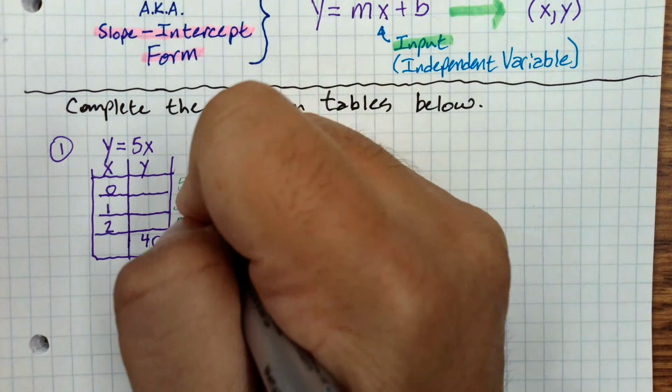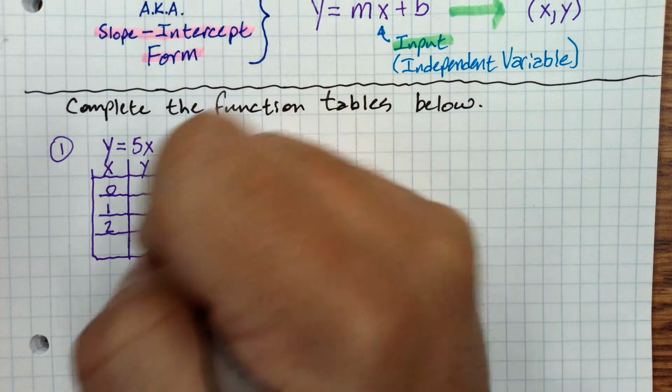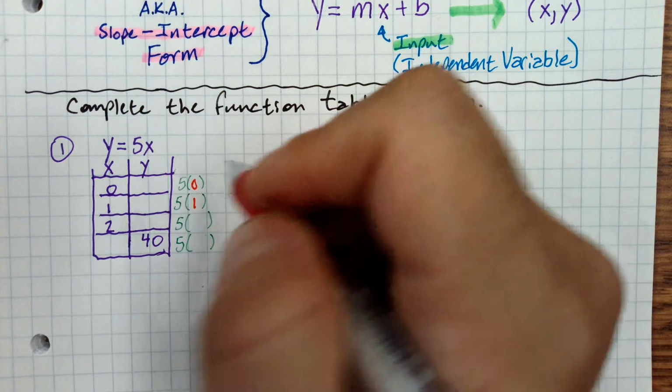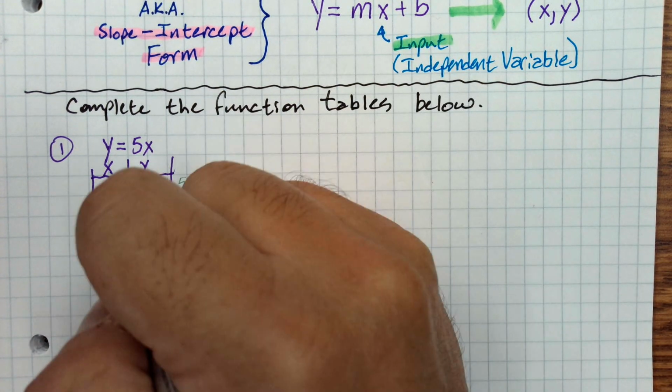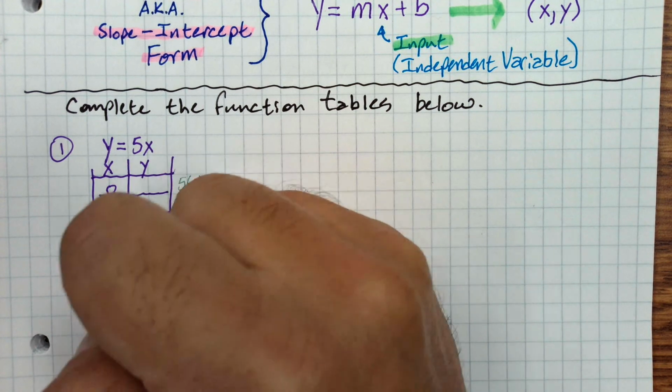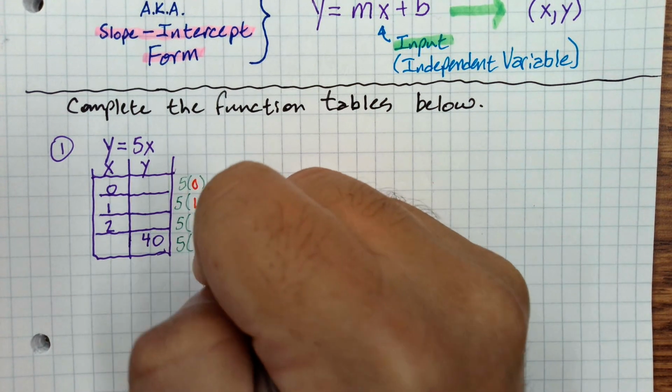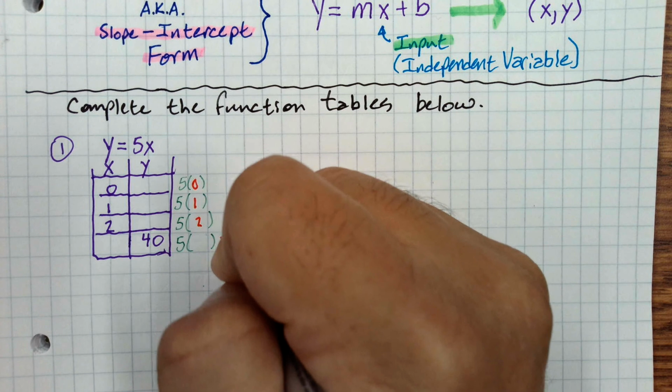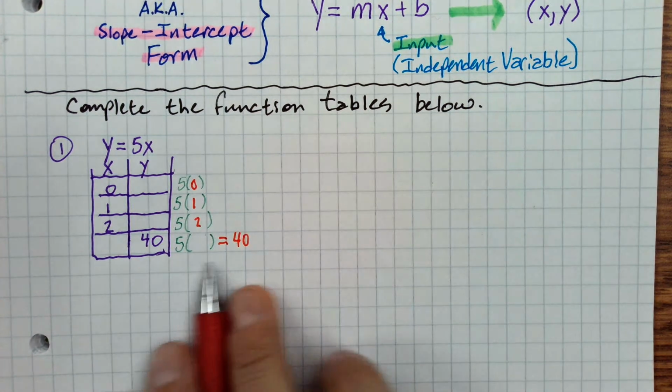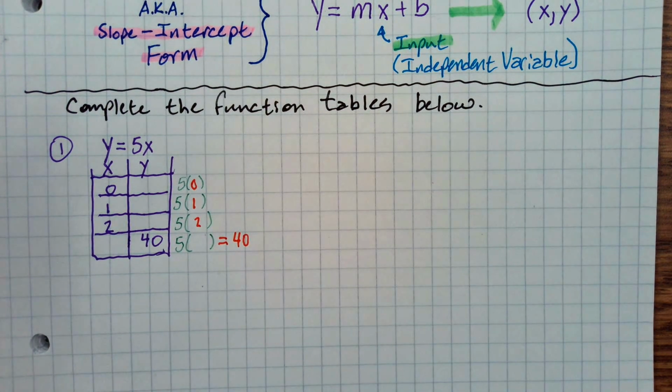And so we would do 5 times 0. Here it would be 5 times 1. Here it would be 5 times 2. Well, this one is 5 times something, but the answer should be 40. So in this one, we know the answer. We got to figure out what the input would be.